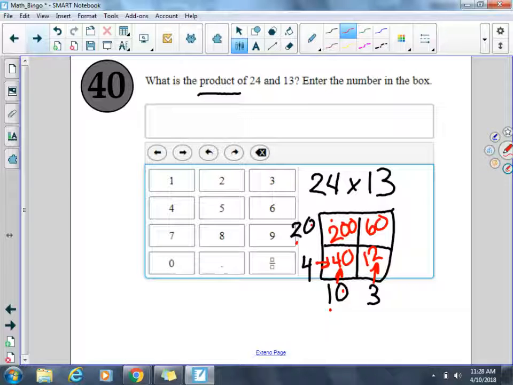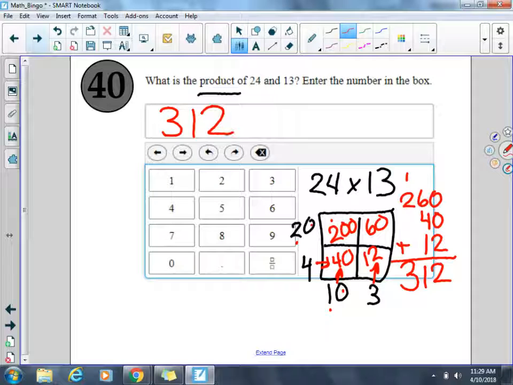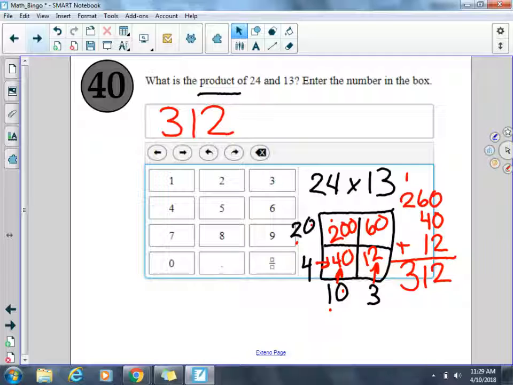Then all you got to do from there is add all your parts together. Well, I know 200 plus 60 is 260. So now I got to do 260 plus 40 plus 12. I start small, I start in the ones. 0 plus 0 plus 2 is 2. Then I go to my tens. 6 plus 4 is a 10, plus 1 will be 11. Put down my 1, carry my new group. 1 plus 2 would be 3. So my answer for this is 312. That would be my product. All right, very good. Let's move on to the next one here.